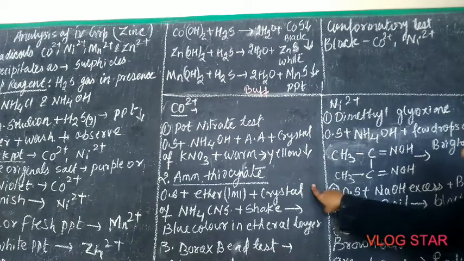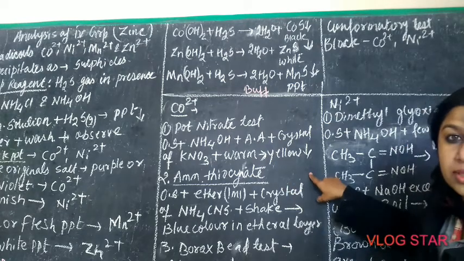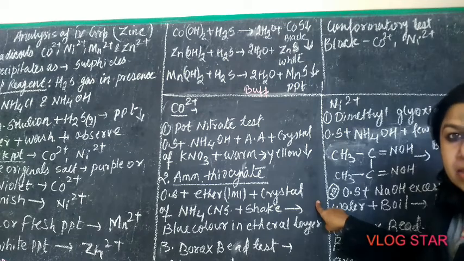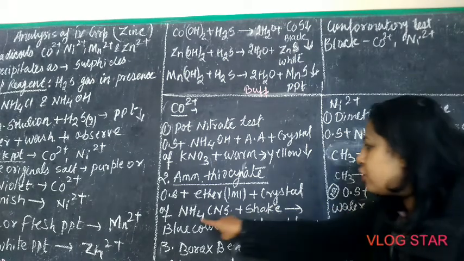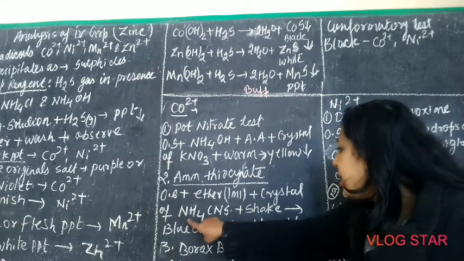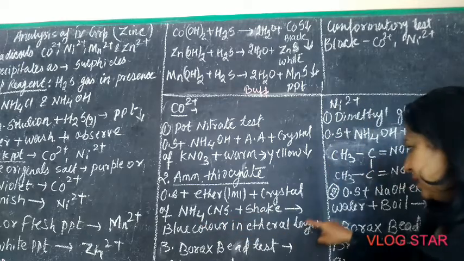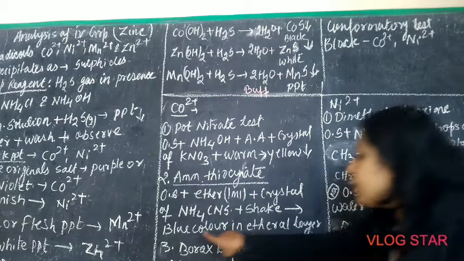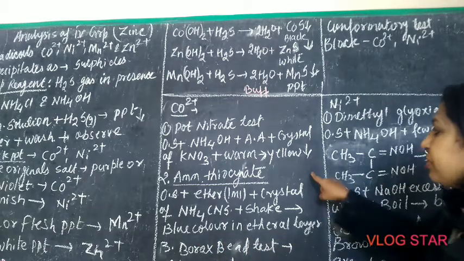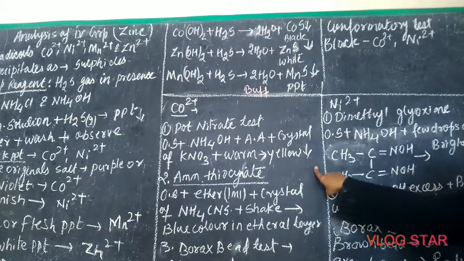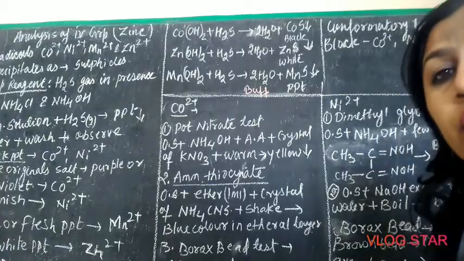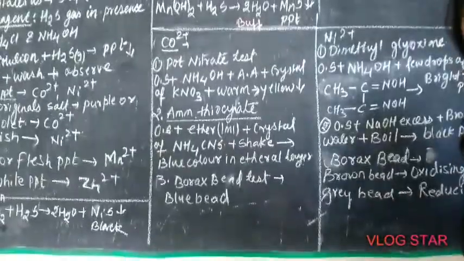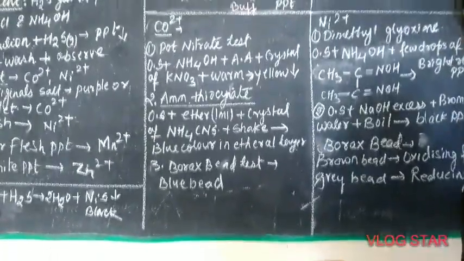Second is ammonium thiocyanate test. Original solution plus ether 1 ml plus crystals of ammonium thiocyanate, that is NH4CNS, and shake it. If you get a blue color in the ethereal layer, then Co2+ is present. Now children, we can go for the borax bead test also. When this salt is heated on a borax bead, it gives a blue bead. You can do that also.